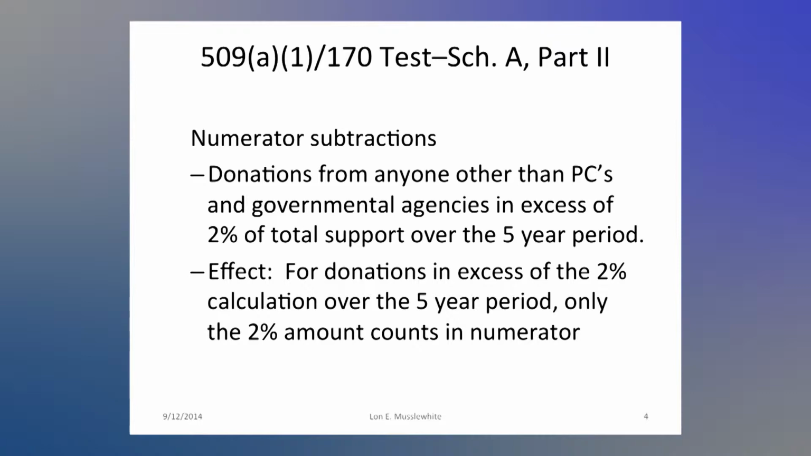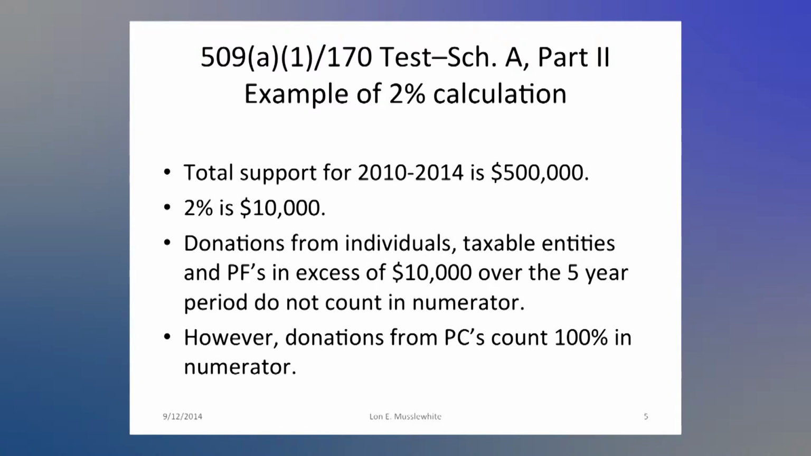Let's work through an example. The total support for the 5-year period from 2010 to 2014 is $500,000. 2% of that amount is $10,000. Donations from individuals, taxable entities, and private foundations in excess of that $10,000 amount over the 5-year period do not count in the numerator. However, donations from public charities do count 100% in the numerator, which is an important thing to note.